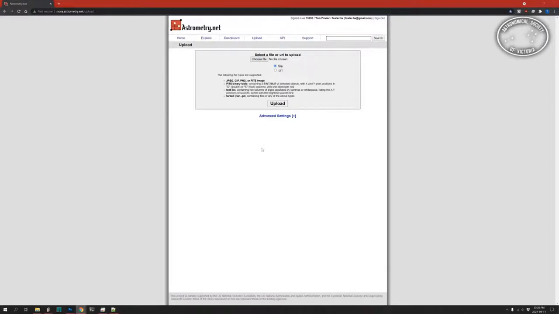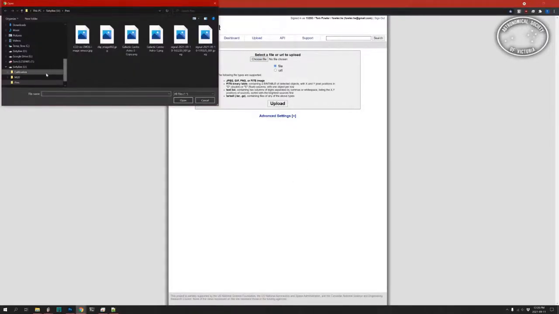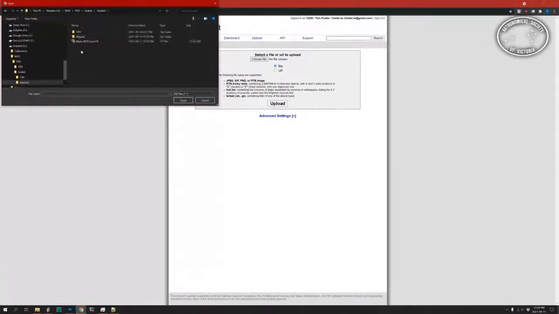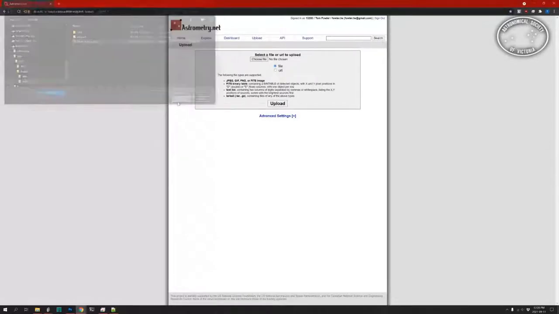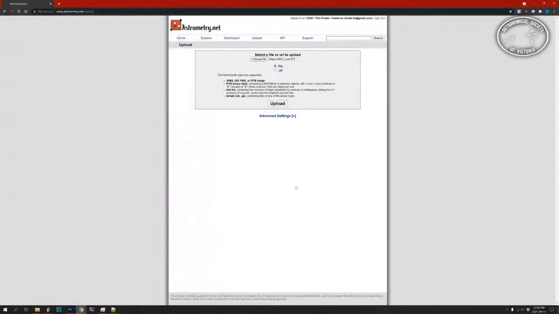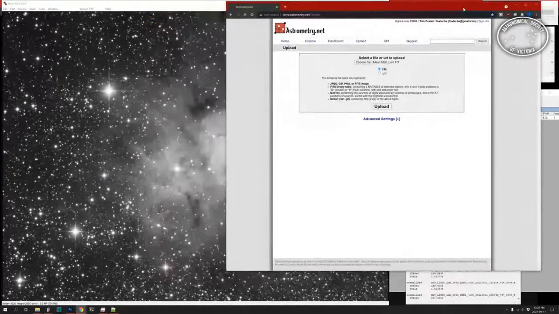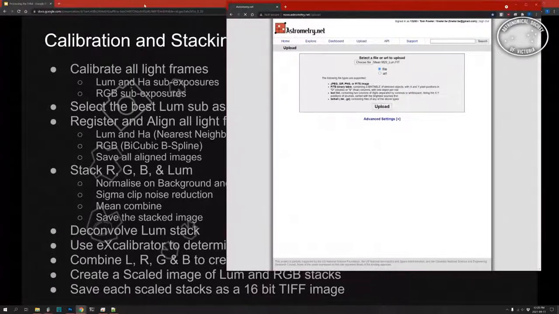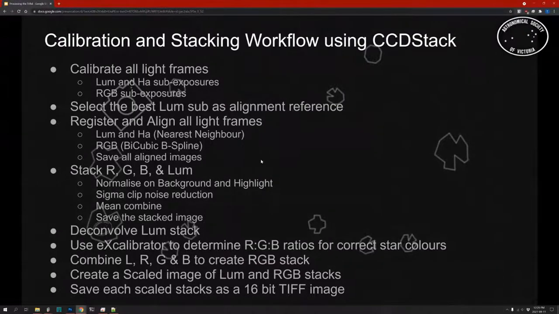Let's upload that file into astrometry.net and actually see where it is. And there's actually reason behind doing this. We will need to know when we come to color calibrate it. But I'm going to start the upload now because it does take a while, and we'll come back and look at that later. All right, so we've done the Loom. And back to the presentation.